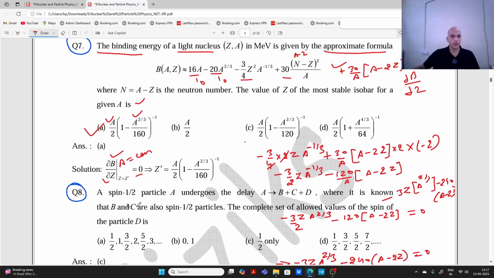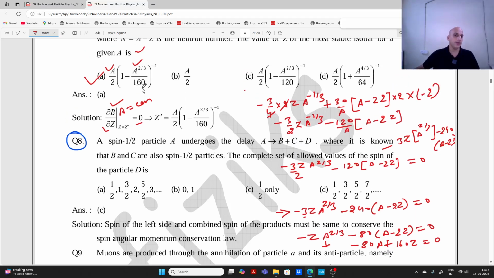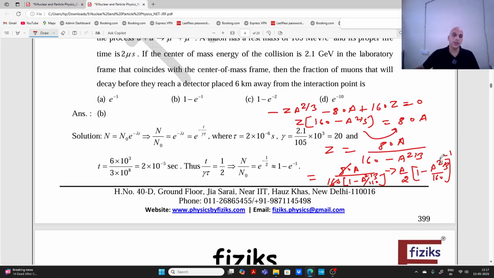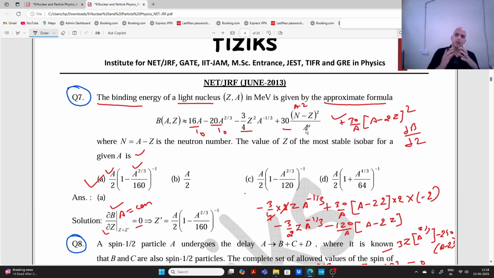So this is the way of solving this question. You can see a by 2 into 1 minus a power 2 by 3 divided by 160 power minus 1. So my answer is same. What I did, I simply took the differentiation of this expression while keeping in mind that a is constant and z is equal to z naught, you can say, and then I equated that differentiation equal to 0, dV upon dz is equal to 0. So I got this expression. So this is the answer to this question, right?